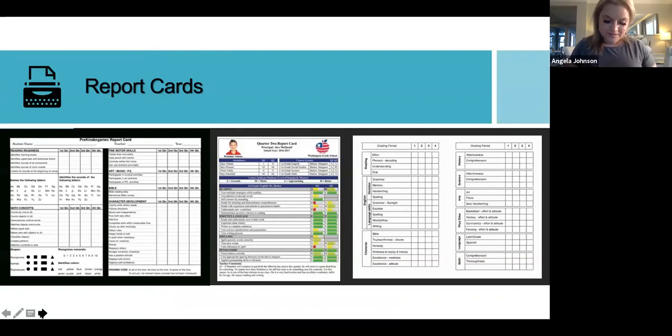Report cards. That's huge. The purpose of a report card is to inform a child's parents of his or her academic progress during the school year, right? So many parents consider it the most important document that they receive from the school. So as a parent, if you're already a parent, do you think this is the most important document that you receive from the school?